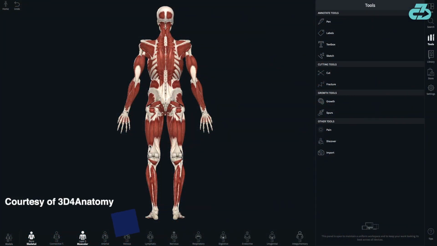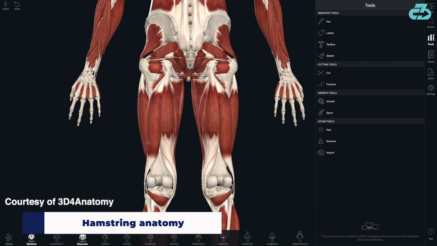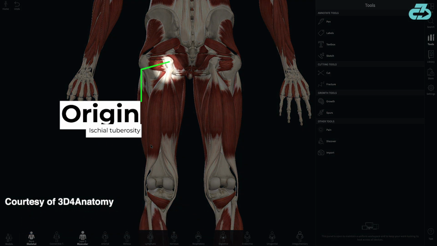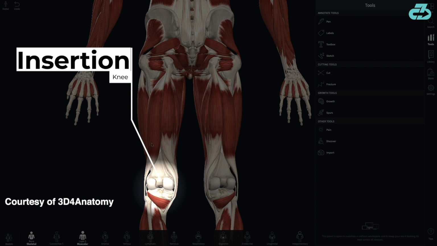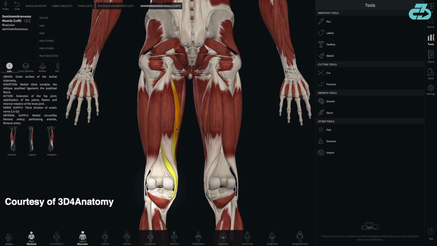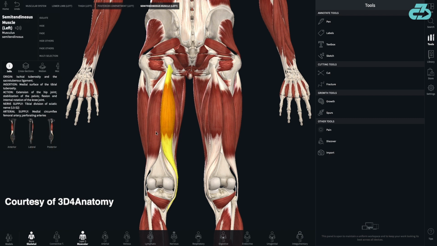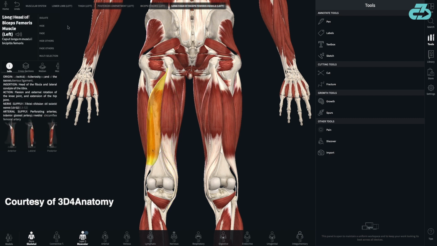The hamstrings are a group of 3 muscles on the back side of the upper leg that begin at the ischial tuberosity and travel down to the knee. The 3 muscles are the semimembranosus, semitendinosus, and biceps femoris, which has a long and short head.